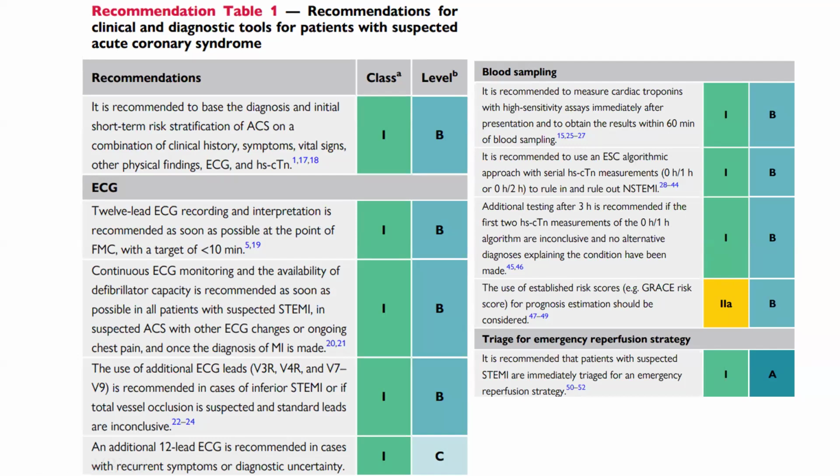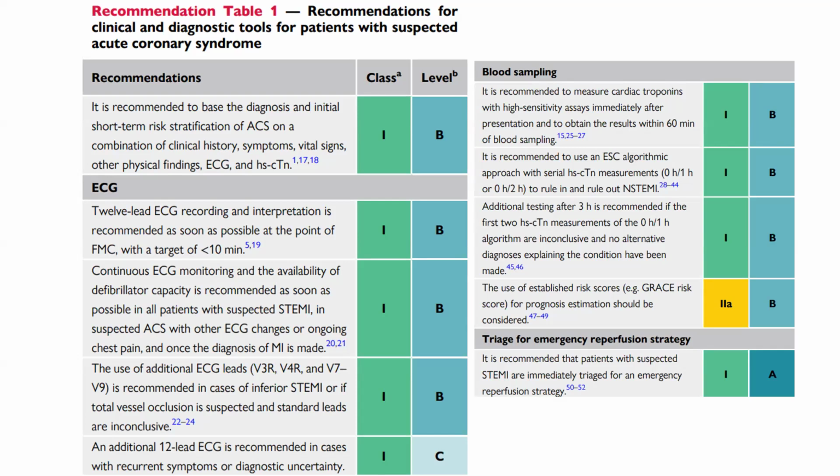So with respect to the clinical evaluation and diagnostic tools when it comes to ACS, it's recommended to base the diagnosis and initial short-term risk stratification of ACS on a combination of history, symptoms, vital signs, and other physical examination findings, ECG and HS troponins. I think this is something that we do routinely, but it's been emphasized. And ECG is recommended at point of first medical contact, to be done within 10 minutes. That's a class 1. Continuous ECG monitoring and the availability of defibrillator capacity is recommended as soon as possible in all patients with suspected STEMI, in suspected ACS with other ECG changes or ongoing chest pain, and once the diagnosis of MI is made.